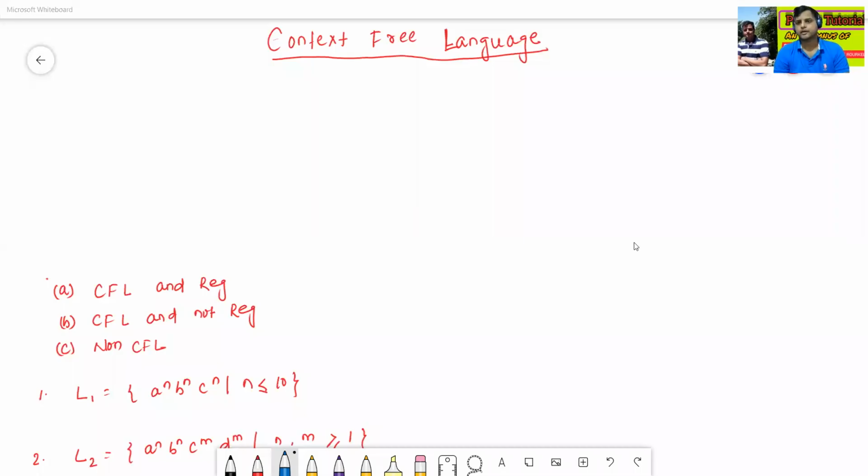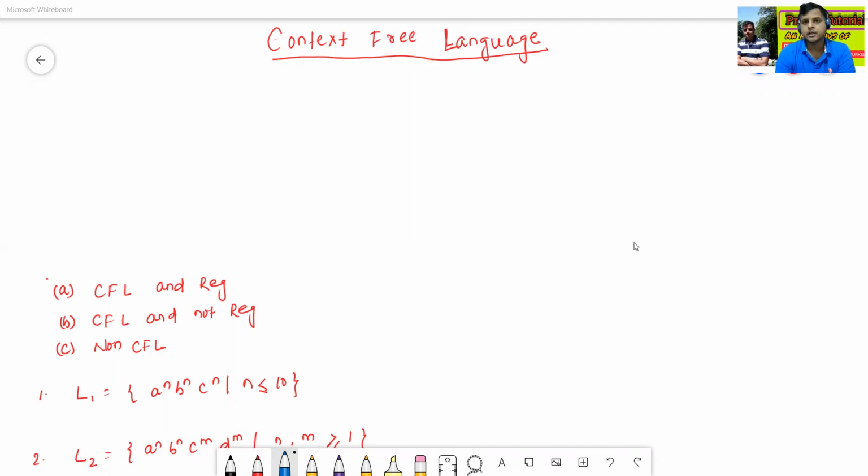Hello all, I am Dr. Pravas Anjanbal. In today's class, we'll discuss the identification of context-free language. So how to identify whether a language is context-free or not? Before going to the identification of context-free language, first we'll discuss a little about push-down automata.